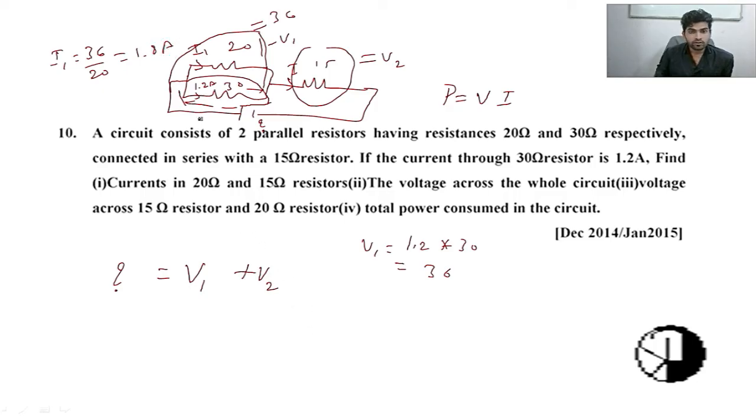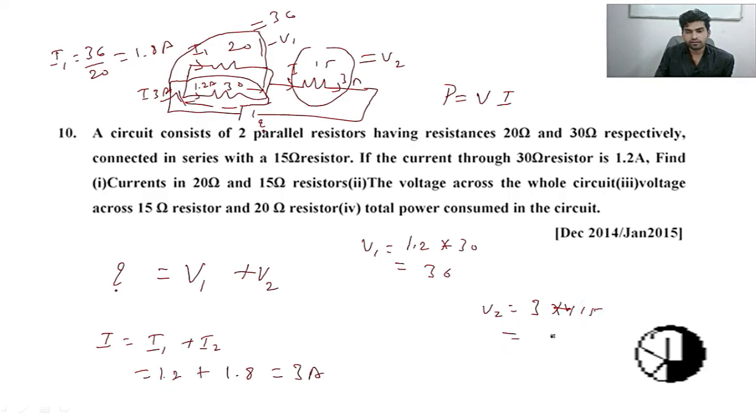Correct, right? Now we can calculate the total current. I is equal to I1 plus I2, that is 1.2 plus 1.8. You'll get 3 amps. Total current over here is 3 amps, here also 3 amps. Now you can calculate V2 over here. V2 is equal to 3 into 15. How much? 3 into 15 is 45 volts. So the voltage across the 15 ohm is 45.